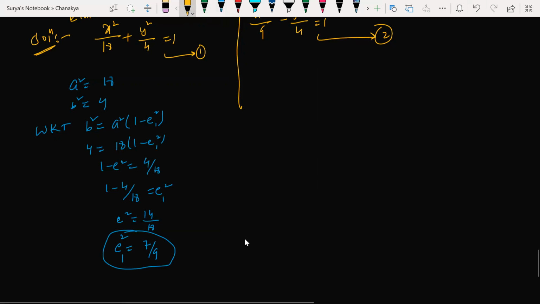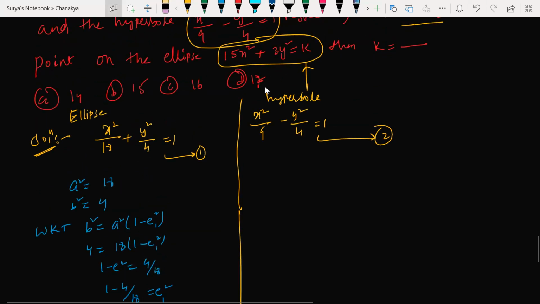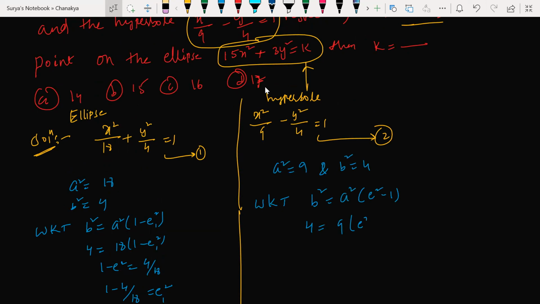Now look at eccentricity. What is E1? E1 is eccentricity of the ellipse. E2 is eccentricity of the hyperbola. How can I find out here? Look, I know A square is equal to 9 and B square is equal to what? 4. We know the condition, what was it? Between A and B, B square is equal to A square into E square minus 1 in hyperbola. I just taught you this. So 9 into E square minus 1.